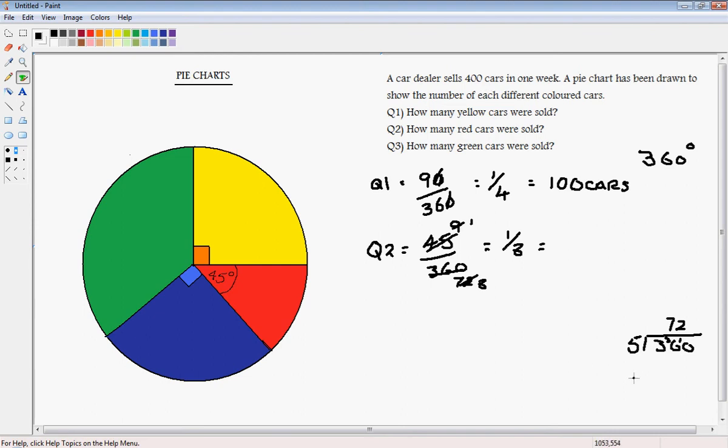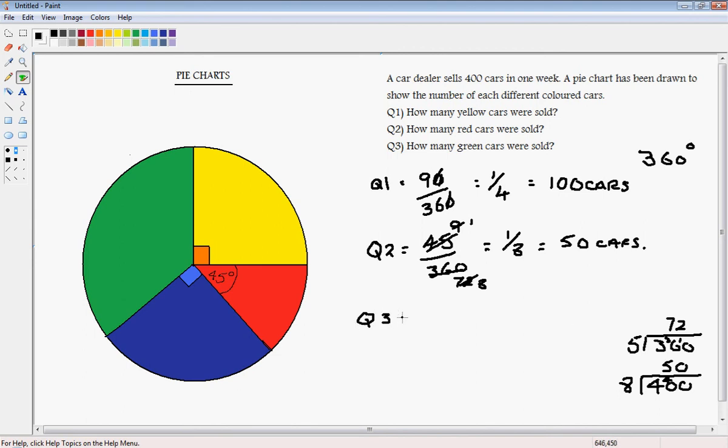To find an eighth of anything, we just divide by 8. So I do a little sum: it's 1/8 of the 400. 8 into 4 doesn't go, so I carry the 4 across. 8 into 40 goes exactly 5, and 8 into 0 goes 0. So this would be 50 cars.